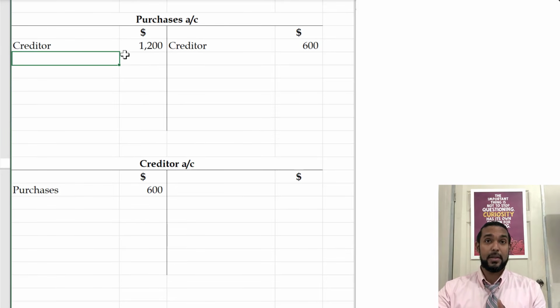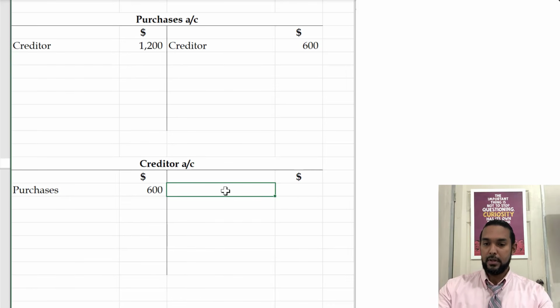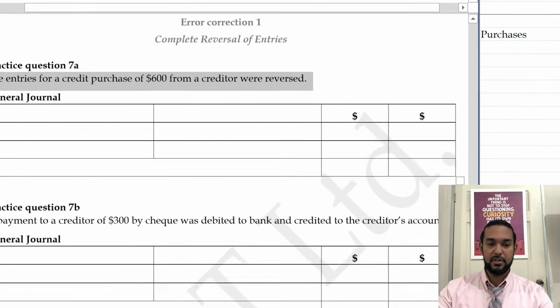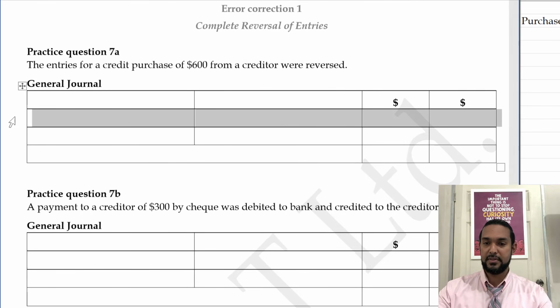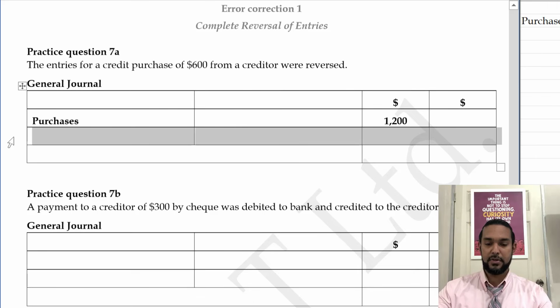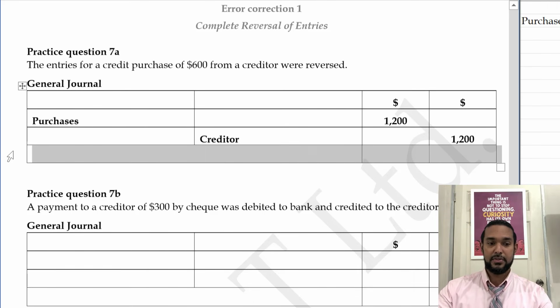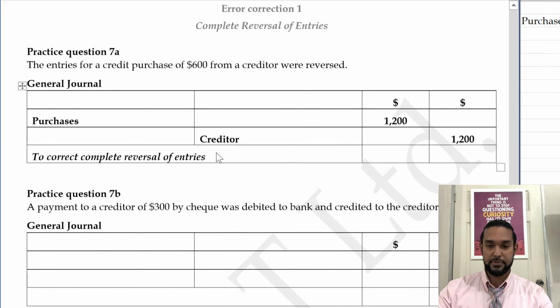You can put two separate debits if you want, but it will be equivalent to one entry. And here we're going to put purchases, 1,200. Nice. So when we come down to the general journal now, we're going to see the debit to purchases for 1,200 and the credit to creditor for 1,200, and that is to correct an error, a complete reversal of entries. Let's take a look at the second error.